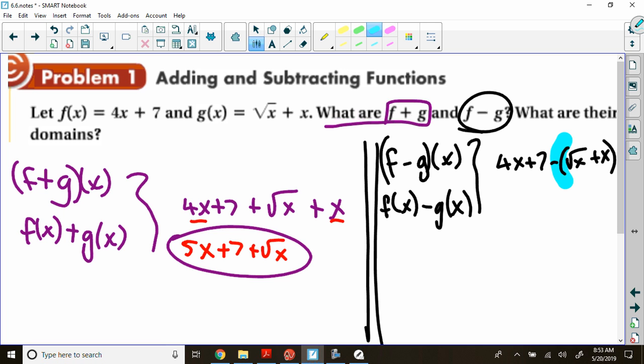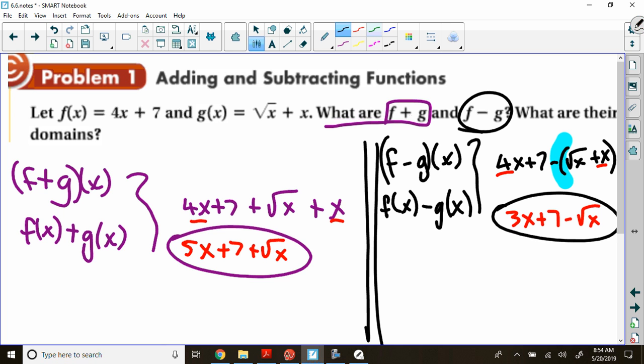So again, we're going to combine like terms. This 4x and this x can go together. 4x minus x is going to give us 3x this time. So that'll be 3x. We still have the plus 7. And then we have minus the square root of x. So that's our best answer for that part of it.